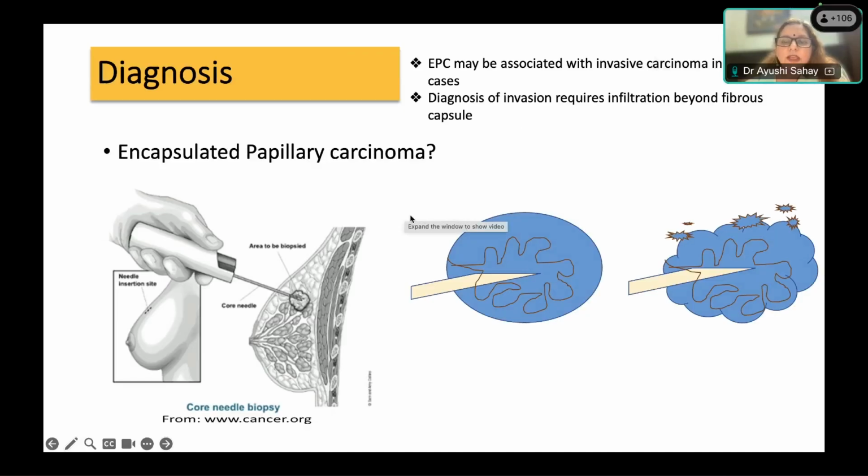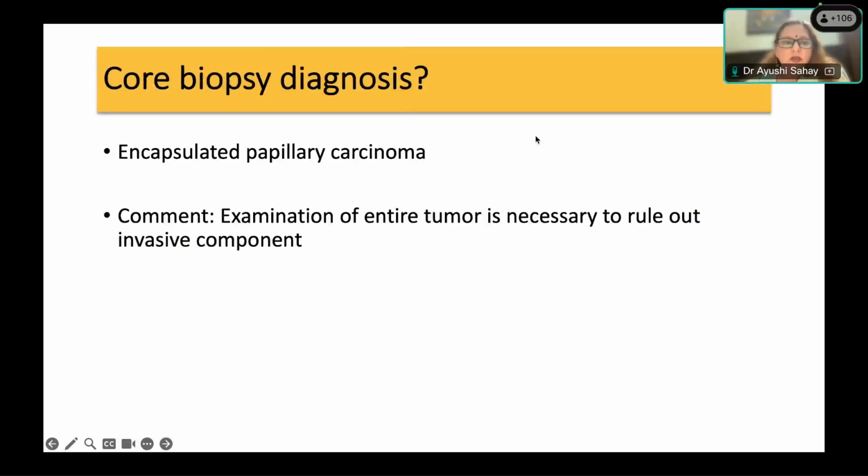So diagnosis of the invasion requires infiltration beyond the fibrous capsule. For that, even if we call it on the core needle biopsy encapsulated papillary carcinoma, we have to put a comment that examination of the entire tumor is necessary to rule out invasive component.